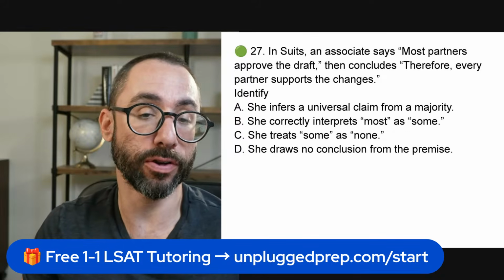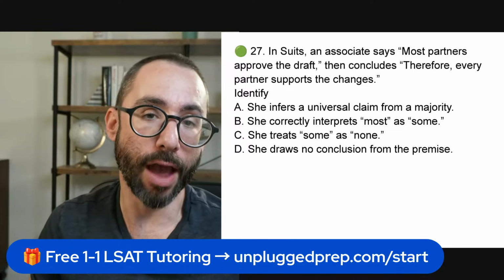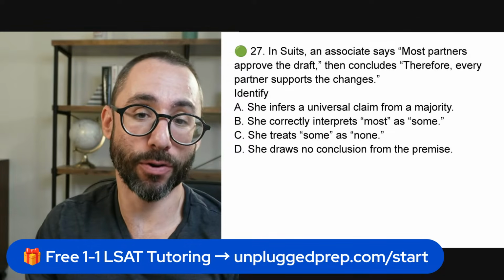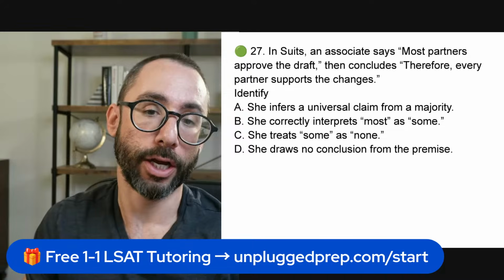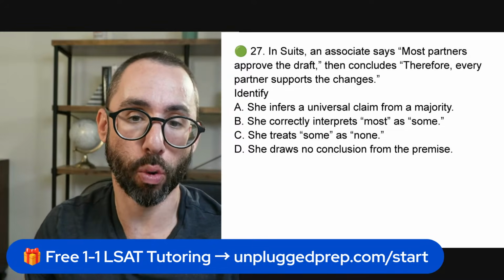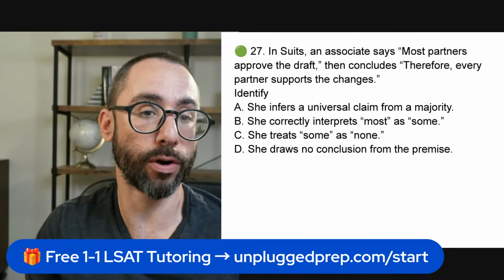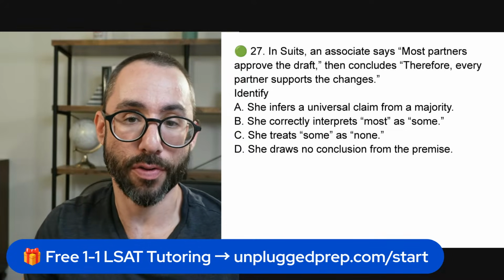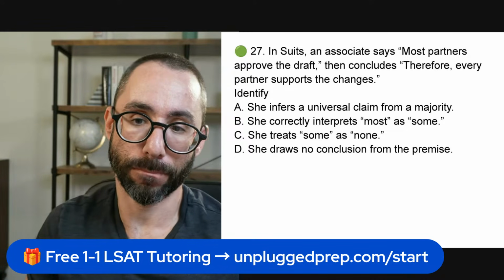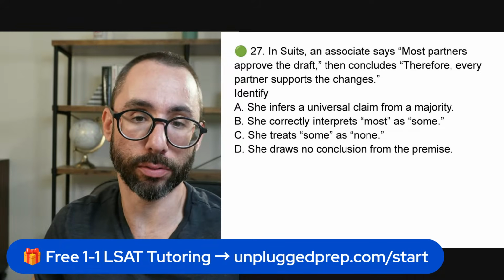27. In Suits, an associate says most partners approve the draft, then concludes, therefore, every partner supports the changes. Identify what's going on here. A, she infers a universal claim from a majority. B, she correctly interprets most as some. C, she treats some as none. Or D, she draws no conclusion from the premise. So identify what is going on here. The evidence was most. The conclusion is every. So we're going from most to all.